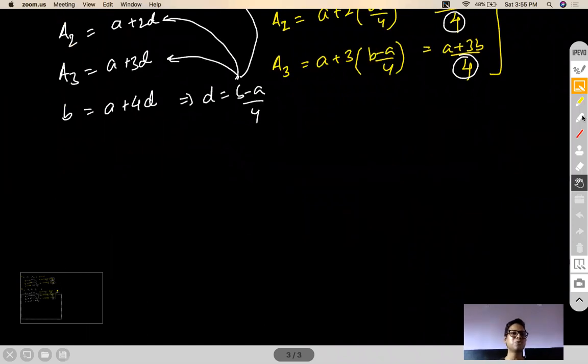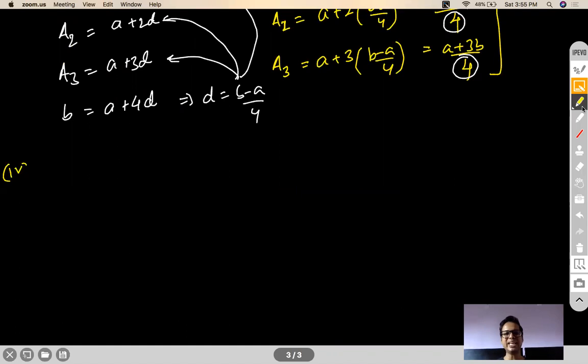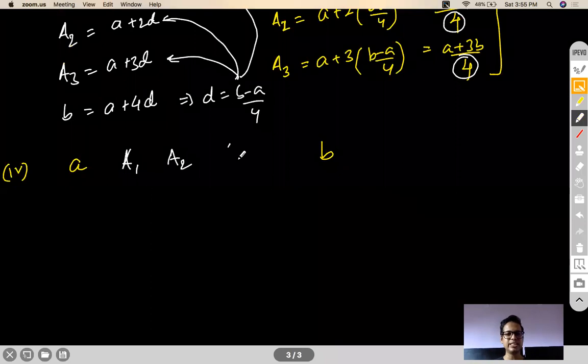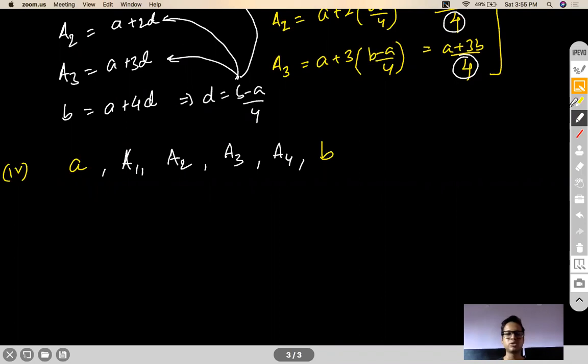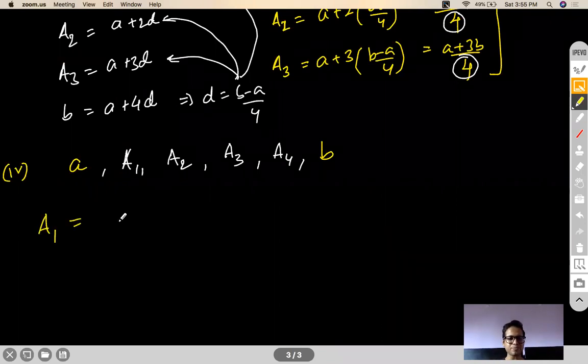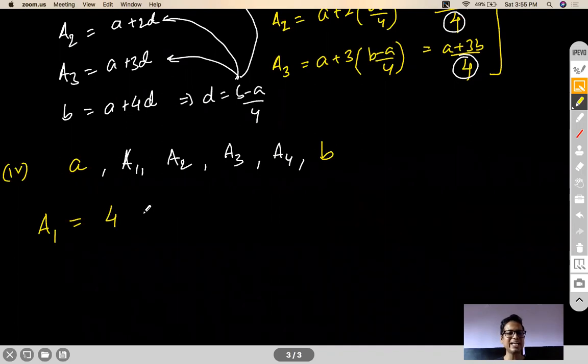So let's say if I take the fourth case, between A and B, I want to insert 4 arithmetic means, A1, A2, A3, and A4. What will be these values? What will be A1? Quick.